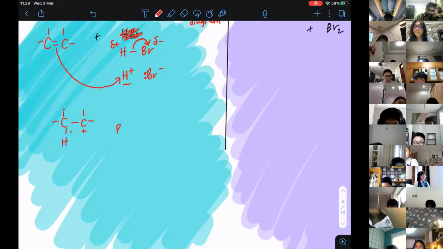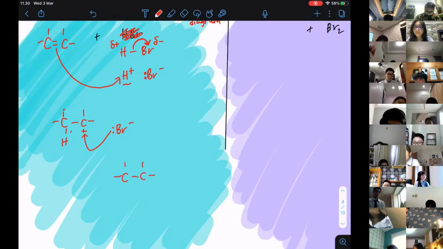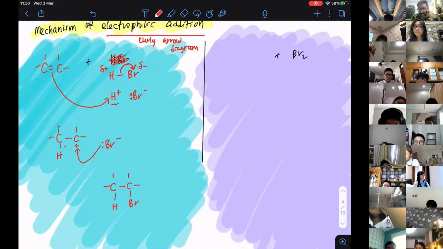And now you have Br- with a lone pair. This is actually a nucleophile, and it is attracted towards the positive charge. So the electrons will move towards here. You see another curly arrow, from the Br- to the positive carbon, and they will form the C-Br bond. So this is the mechanism of the reaction for the addition of HBr.